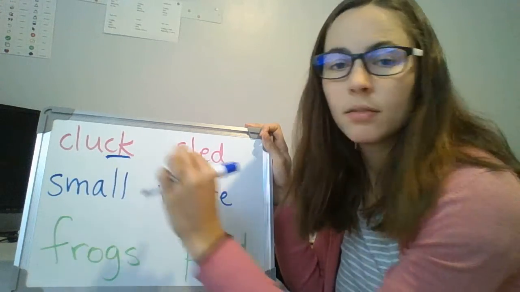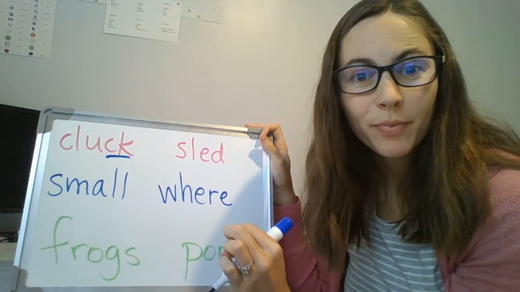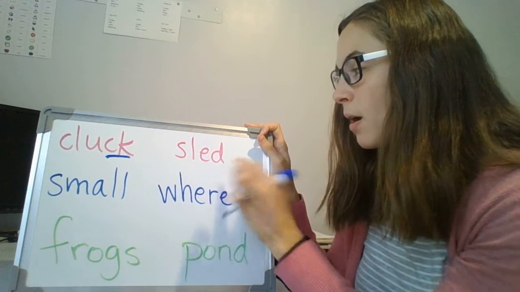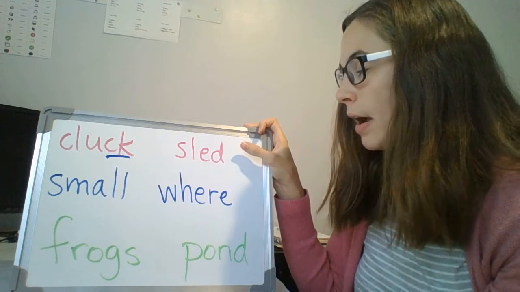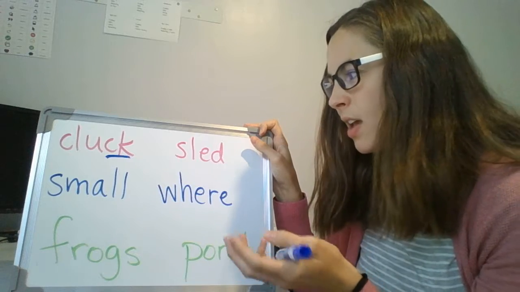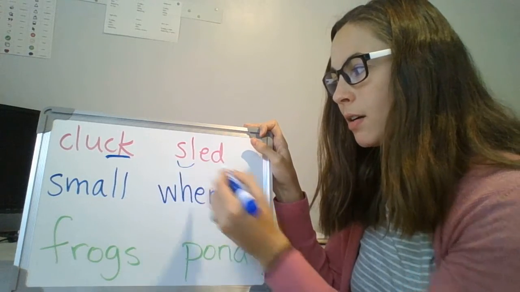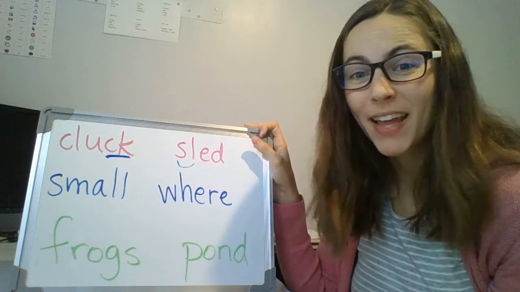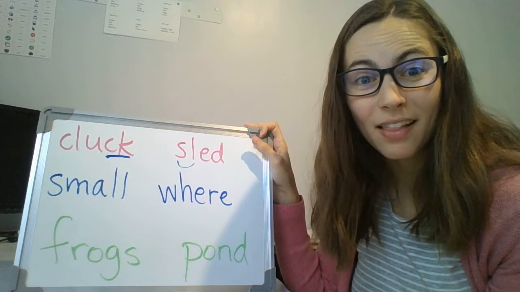Cluck. That's my word. Cluck is my word. Good. All right, let's look at my pink one over here. Do you see anything? I see another blend. What is that? S and L. Do you know the blend? SL?